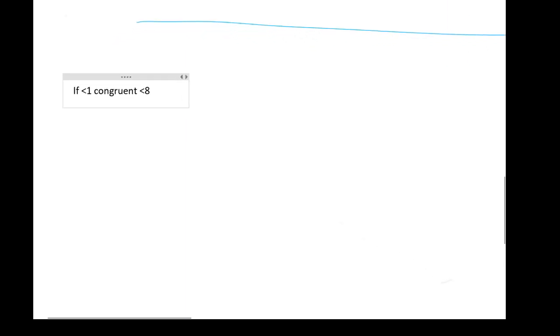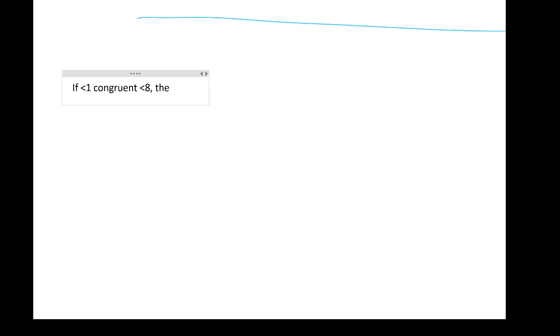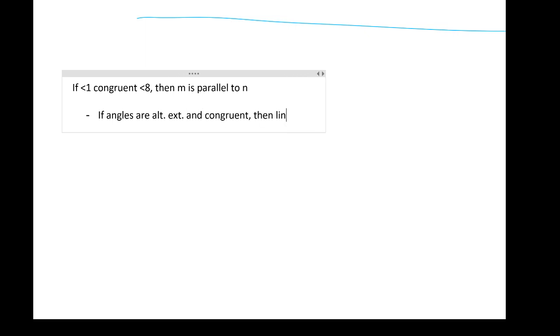And so again, if we have angle 1 congruent to angle 8, make this a little bit larger, then M is parallel to N. Moreover, here's the last few things for this lesson. If the angles are alternate exterior and congruent, then lines are parallel. If angles are alternate interior and congruent, right?